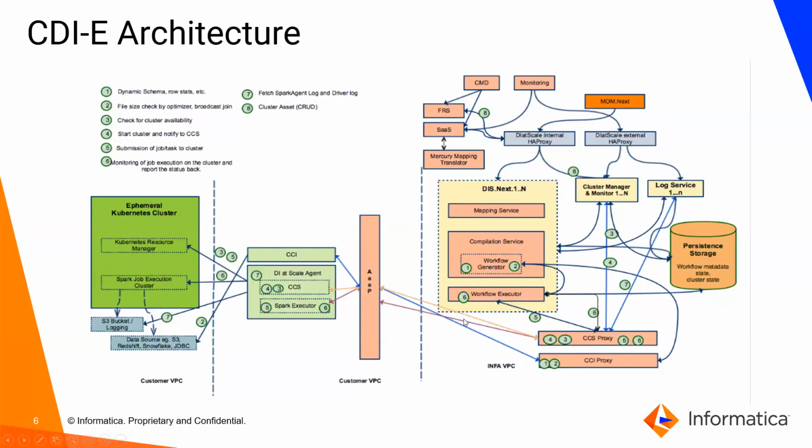Here the CCS proxy will communicate with the CCS proxy running inside the agent, and it will check whether the Kubernetes cluster is up and running. If the cluster is not running, it will start the cluster. If the cluster is running, the job will be submitted and it will execute on Kubernetes on Spark cluster. Once the job is done, it will get the statistics back using the CCS proxy. Similarly, using the CCS proxy, we will fetch the log details and give them back to the monitoring tab to show the details. This is the detailed flow of the CDI architecture.